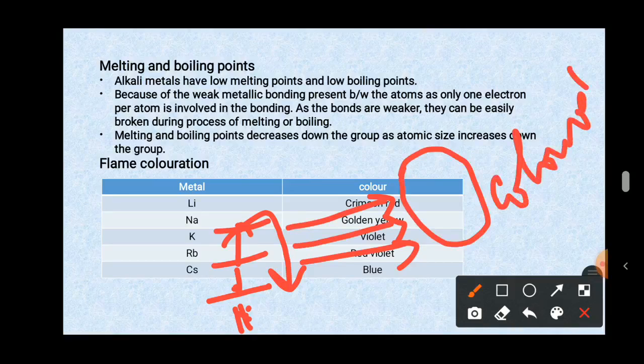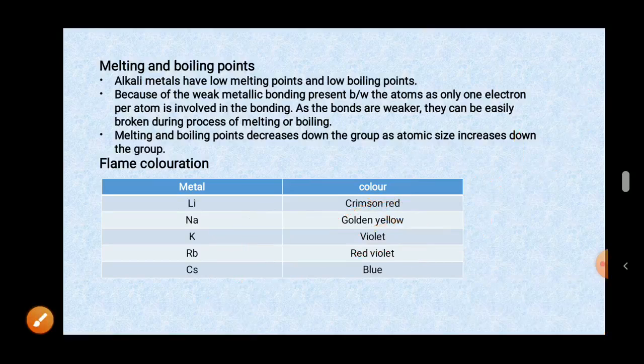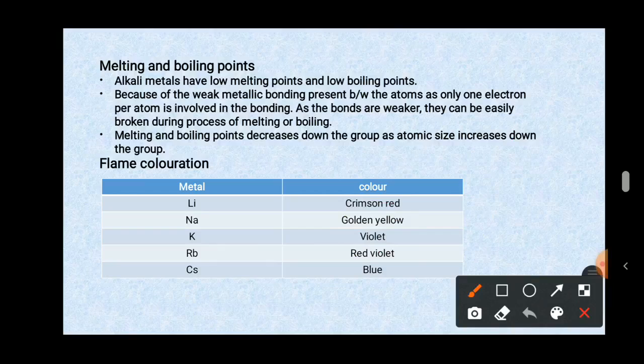So while heating, you can see the color in the flame. Different colors are written here. This is a very important concept; questions will be asked, usually about lithium, sodium, potassium. So many times questions are asked about this. Name the color for lithium when it is heated on a flame. It is crimson red.